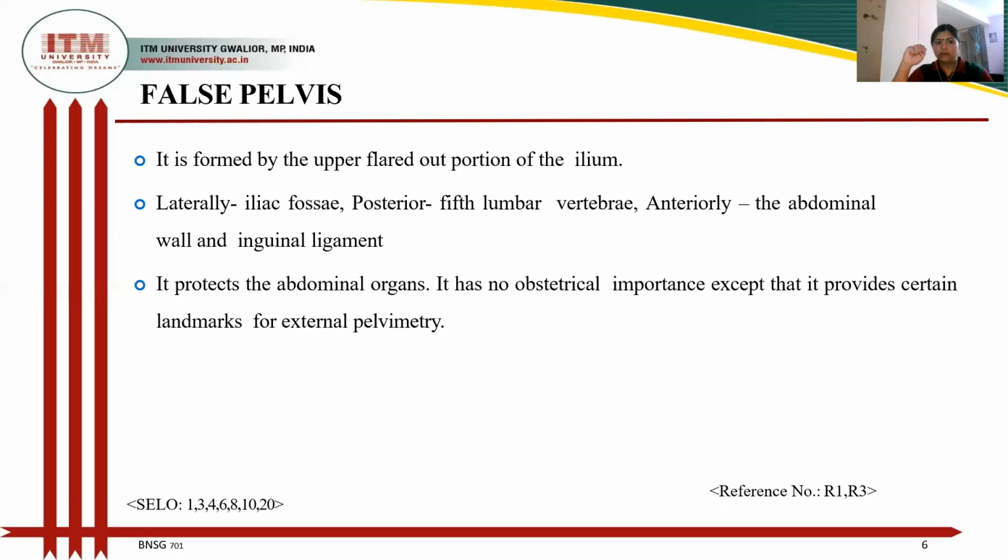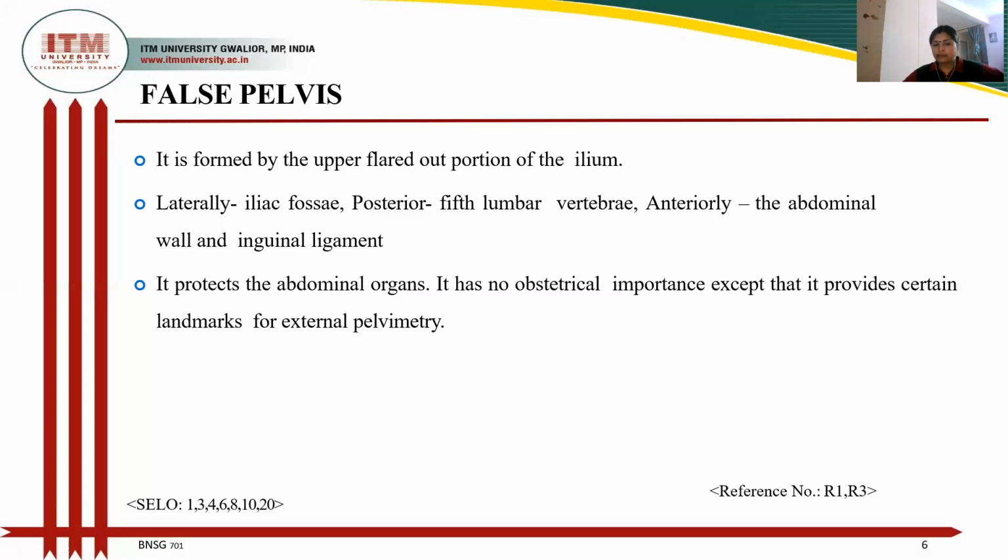Now, the false pelvis. The false pelvis is formed by the upper flared out portion of the ilium. We have seen the ilium and the symphysis. The upper flared portion, the above portion of the pelvis, is like a bowl shape. That upper flared portion we are calling the ilium. Laterally, on the lateral aspect, we have the fossa.